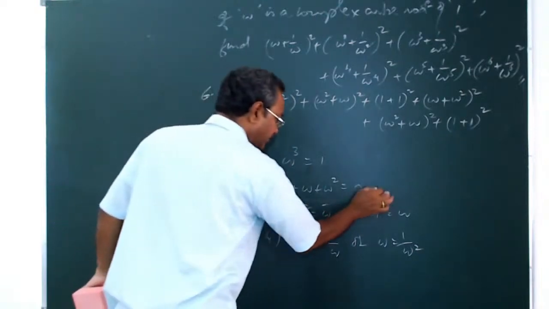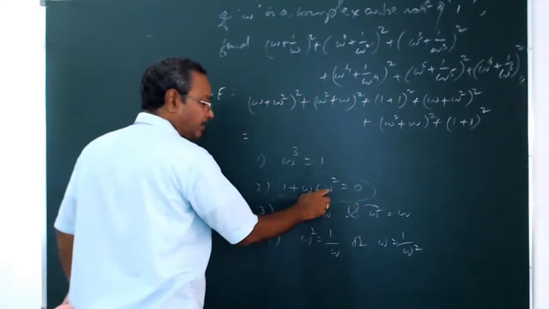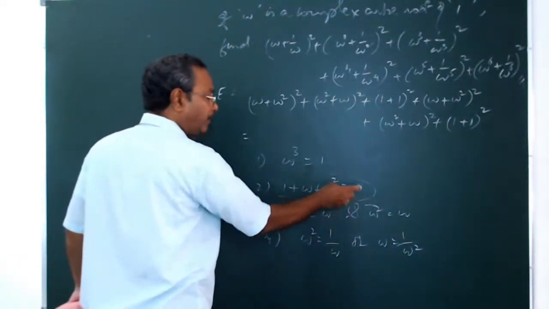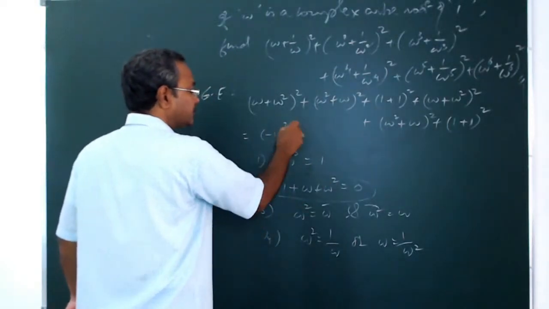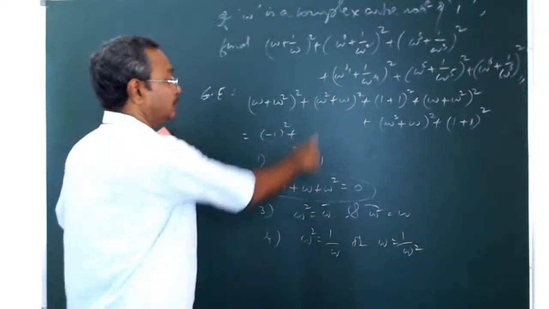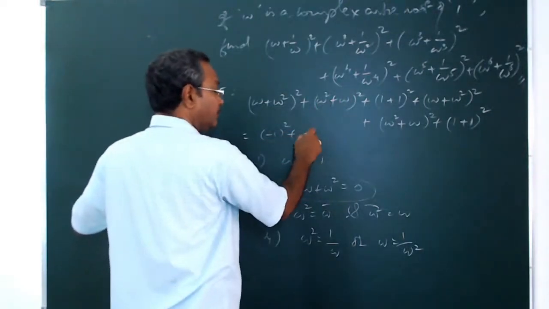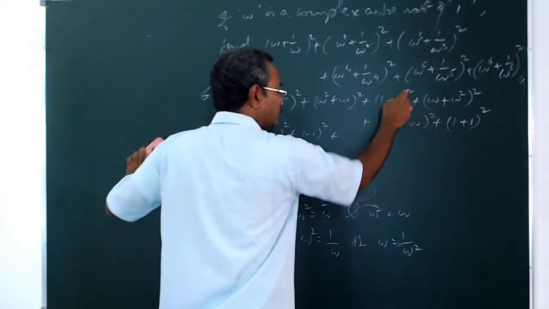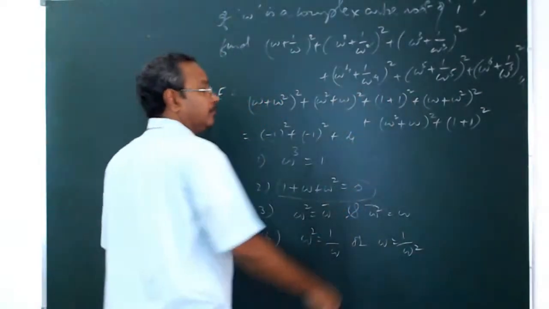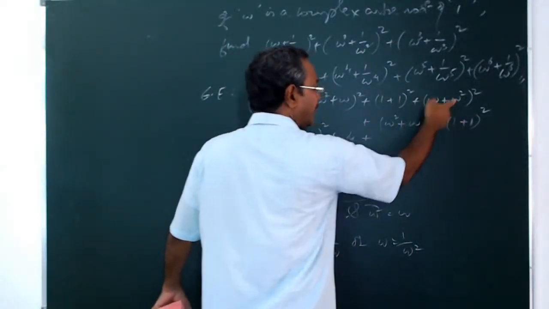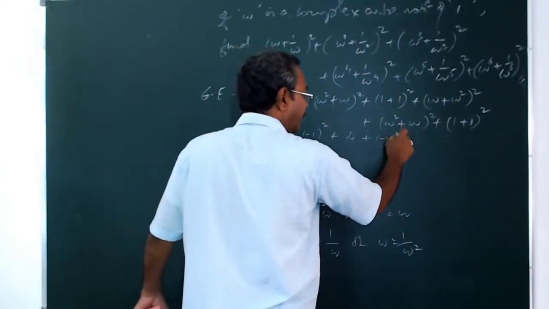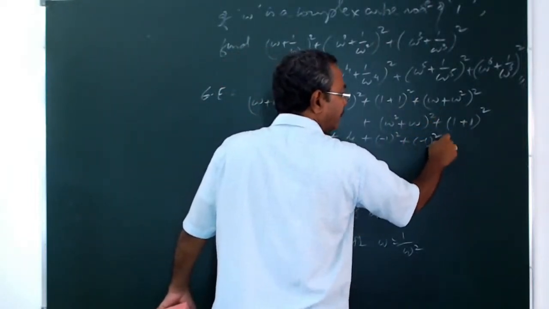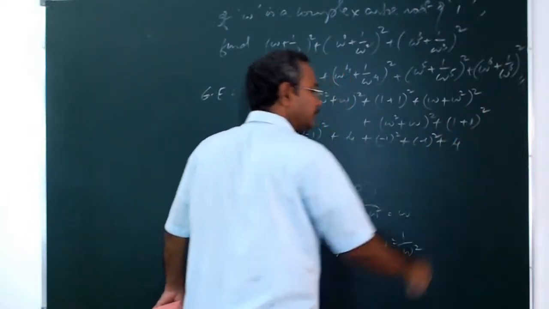Now look at this equation. 1 plus omega plus omega square is equal to 0. So omega plus omega square is equal to minus 1. So it is minus 1 square plus, this is again omega plus omega square, which is minus 1 square, plus 1 plus 1, that is 2 square, 4, plus this omega plus omega square again minus 1 square, plus omega plus omega square again minus 1 square, plus 1 plus 1, that is 2 square, which is 4.